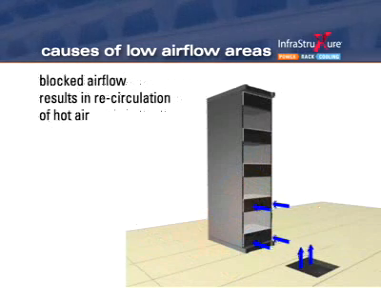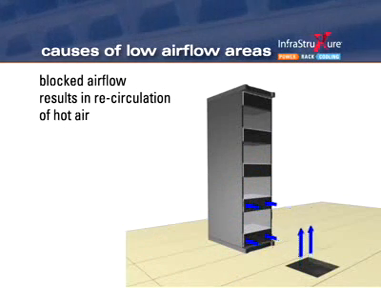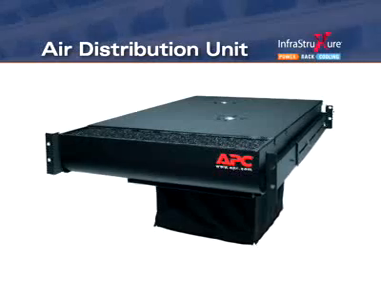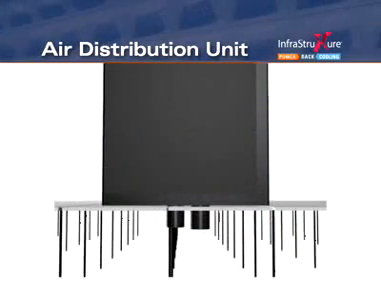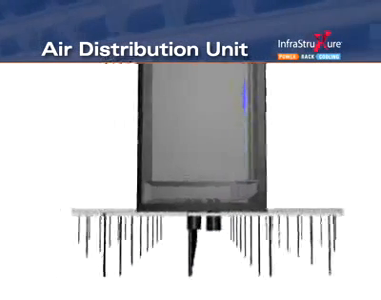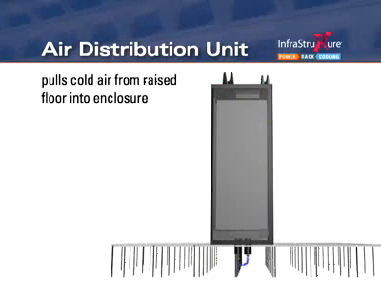When enclosures do not receive an adequate amount of airflow from the perforated floor tiles, the air must come from another source. The result is the recirculation of hot air from the rear of the rack to the inlet of the enclosure. The solution? APC's Rack Air Distribution Unit, or ADU. To assist in the distribution of cold air from the floor, the ADU pulls cold supply air from the raised floor into the enclosure and distributes it to the front of the IT equipment.